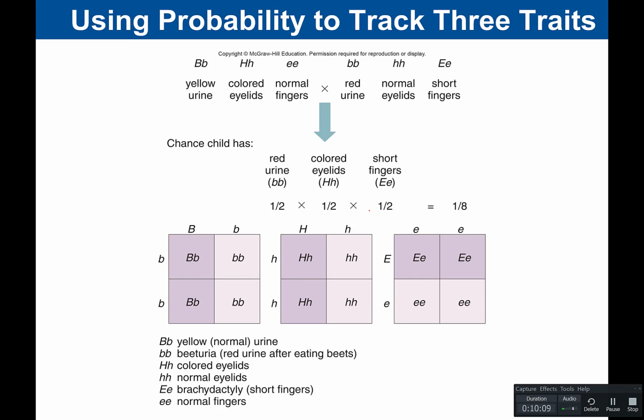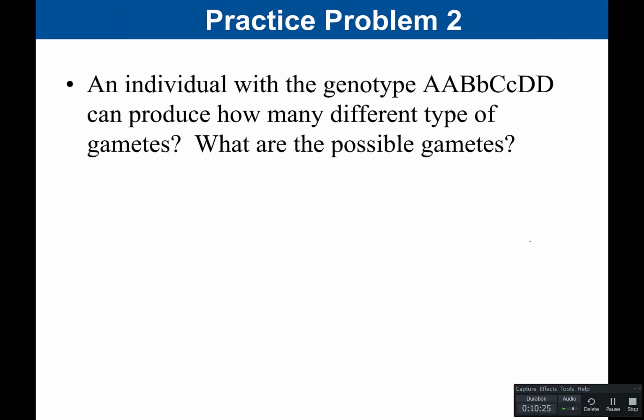So again, to me, that is much easier than trying to fill in a very large Punnett Square. And all you have to do is treat them as independent events, which they are, and then just multiply your probabilities. So here is a practice problem. An individual with the genotype big A, big A, big B, big C, big D, can produce how many different types of gametes, and what are the possible gametes?